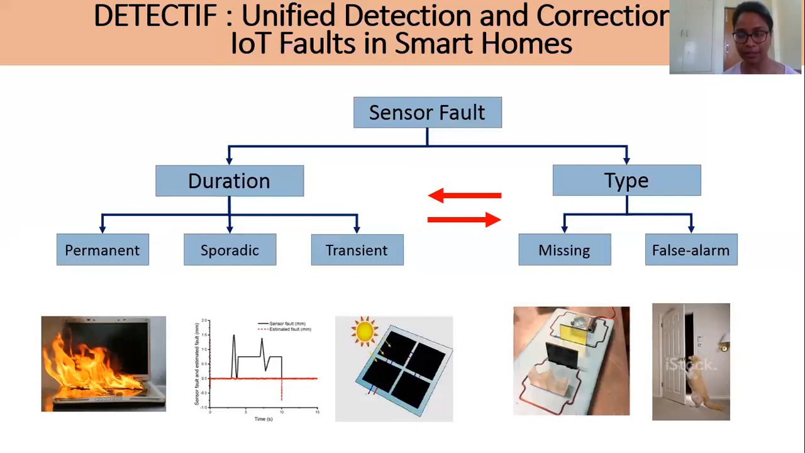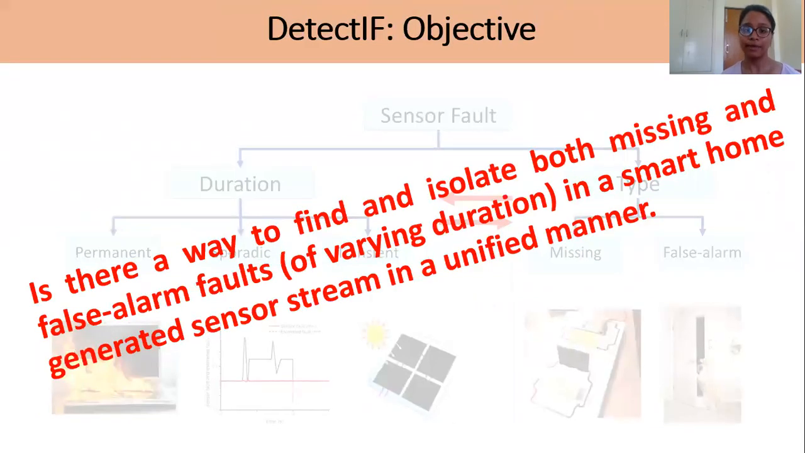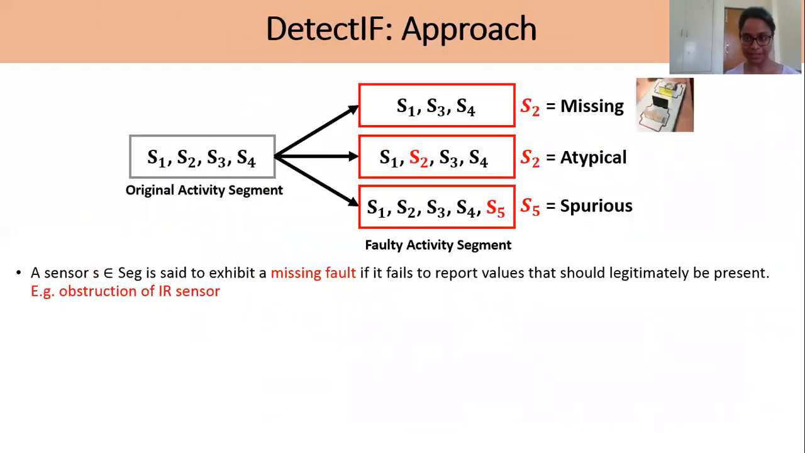What we do in our work is try to build a way to find and isolate both missing and false alarm faults of varying duration in a smart home generated sensor stream in a unified manner. So we look into this entire spectrum and try to detect whether a smart home sensor event stream is faulty. Before going to the approach, let's define our own sensor fault types. So we are really looking at the type perspective here.